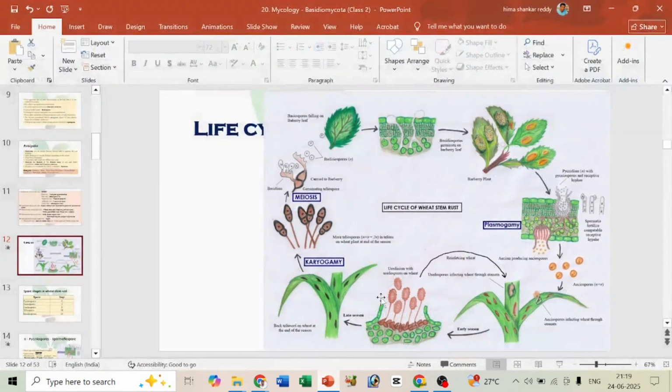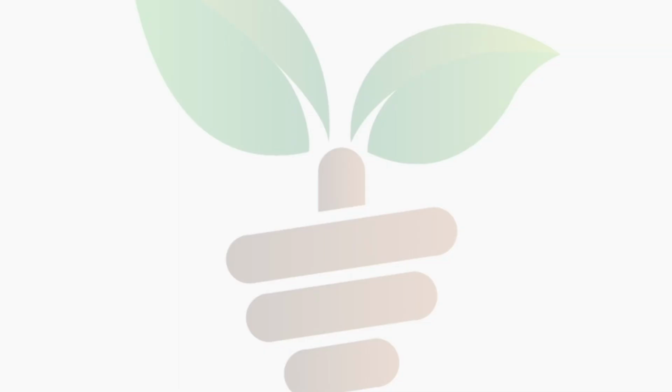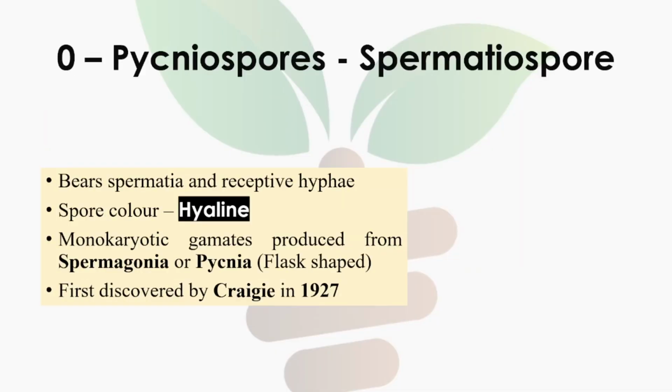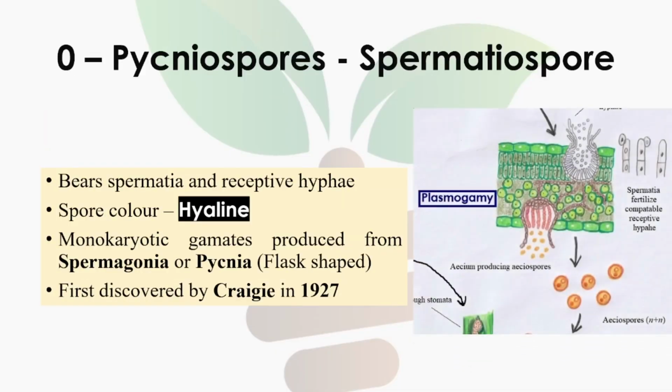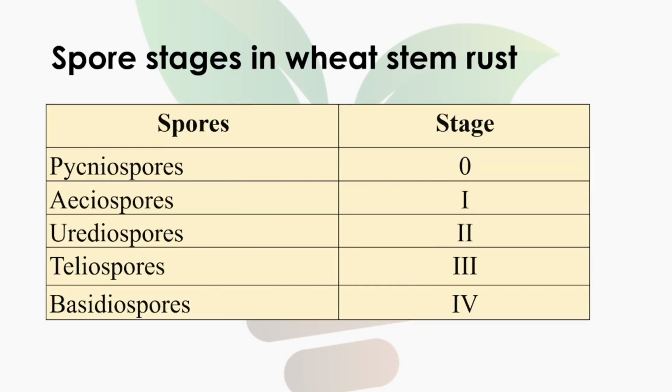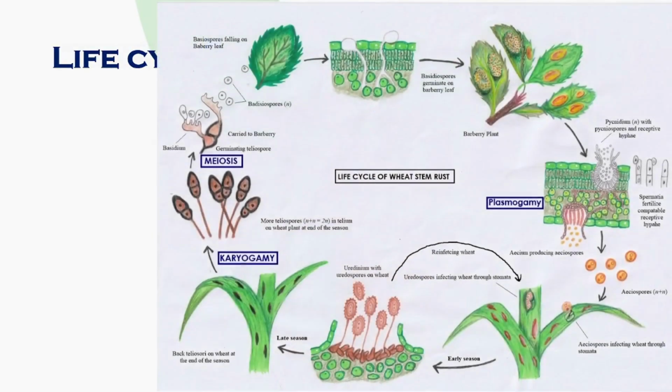For example, if you see here, on most of the areas they might have given you like this way: what are the characters of pycniospore, spermatiospore, the characters of ASRB. They might have given it in this way. But I'm generally telling you, to have overall knowledge is very good, especially related to wheat stem rust. But please remember, in India the infection was initiated by uredospore only.